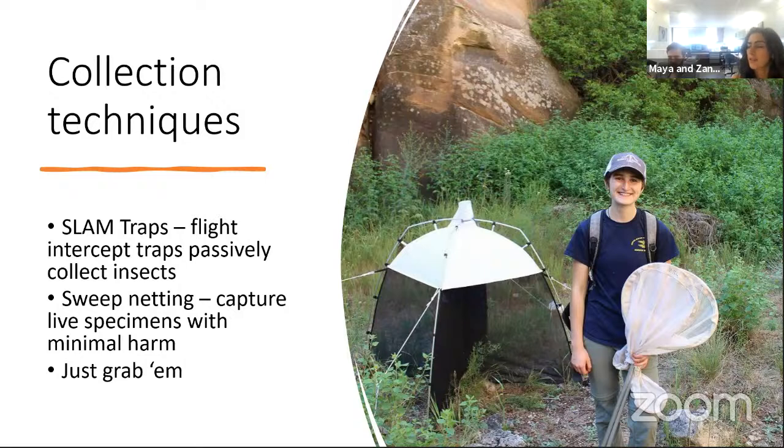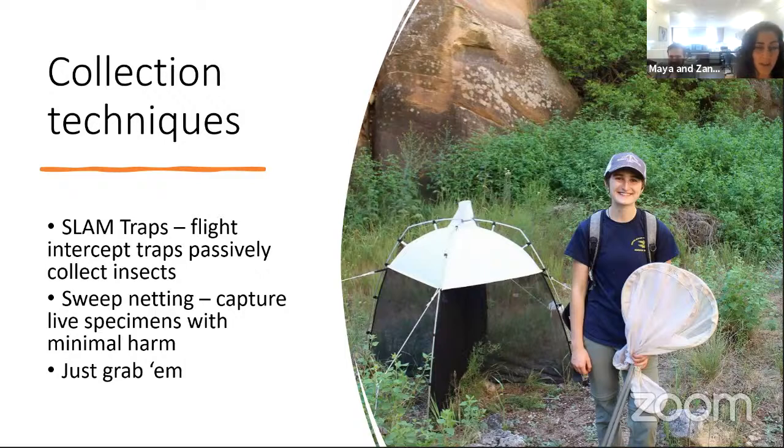And it gives us a good idea of the biodiversity in the areas that these slam traps are set up in. Another method that we use is sweep netting, which is just sweeping the net on the grasses and then collecting them live, and then we could image them alive in the labs. And also, we are entomologists, so some of us just grab them. Yeah, that's the most fun way to do it too.